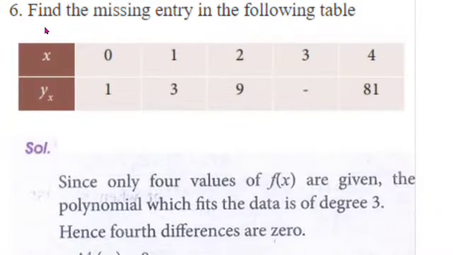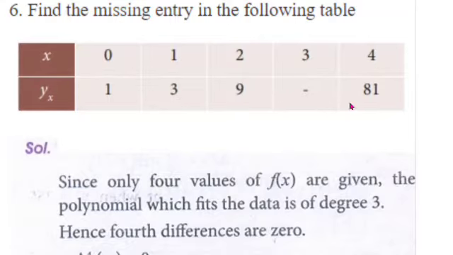Exercise 5.1, question number 6. Find the missing entry in the following table. The x values are 0, 1, 2, 3, 4. The corresponding y value, that is y equals f of x: when x is 0, y is 1; then 1, 3, and so on. So these are the polynomial function values.